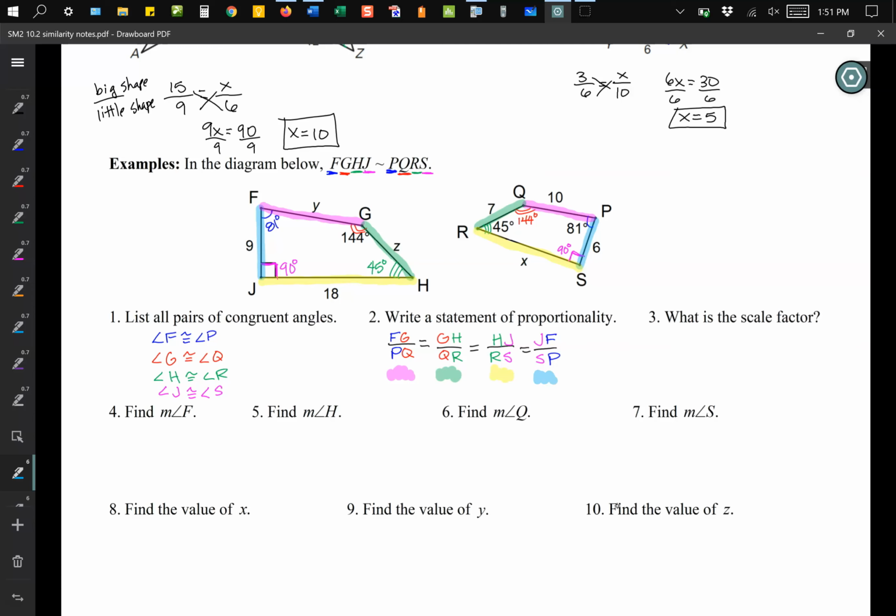So all I'm saying is that these sides, when I divide one by the other, I get the same thing each time. Now I want a scale factor, so I can pick any one of these where I know both numbers. So if I look at blue side over blue side, I've got both numbers. But if I look at yellow side over yellow side, I'm missing one of those. Green side over green side, I'm missing one of those. Pink side over pink side, I'm missing one of those. So I need to look at blue side over blue side.